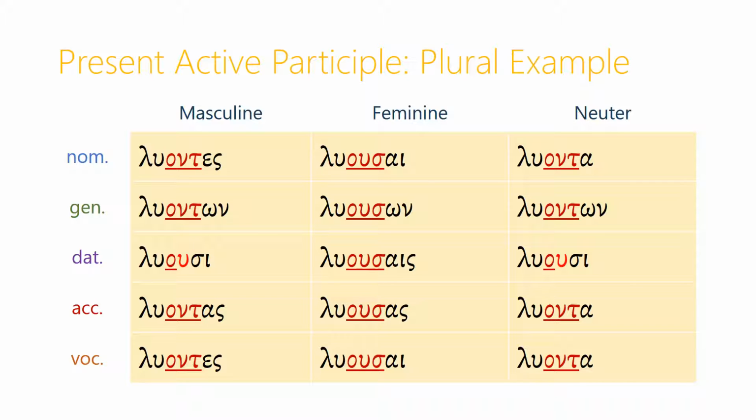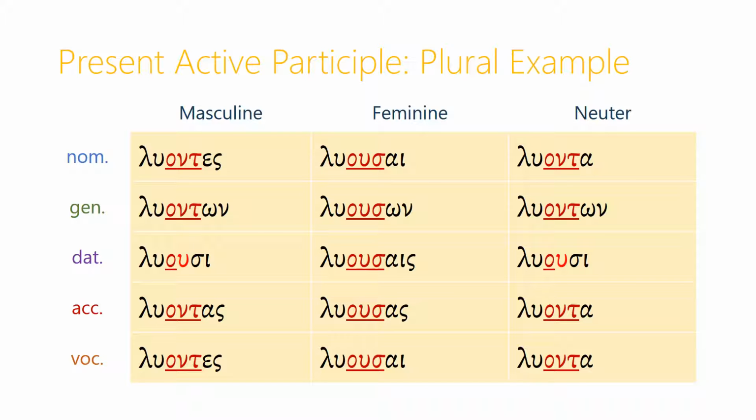The two places where we have some irregularity here are in the dative plurals of the masculine and neuter. This is because the normal third declension ending for the dative plural is sigma iota, and if we combine that with the regular voice indicator, nu tau, we would get ντσι. But that's difficult to pronounce.